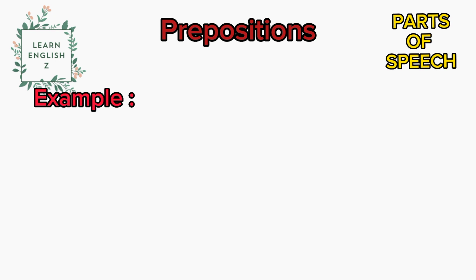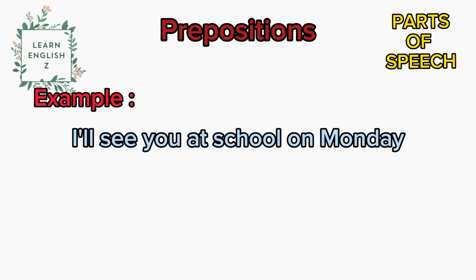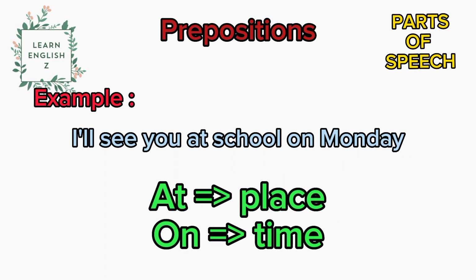For example, I'll see you at school on Monday. There are 2 prepositions in this sentence, at and on. At shows us the place, on shows us the time.